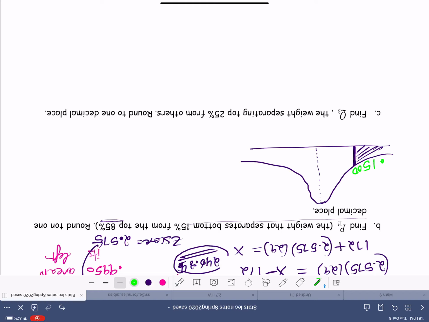And I don't have 4 decimal places. I can always add a 0. And I can clearly see that this is going to be a negative z-score. Why is it going to be a negative z-score? Because this is way below my average. So I'm going to find 0.1500 in the z-score table and get the z-score from there.